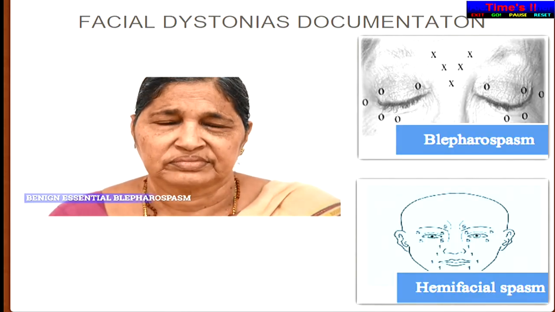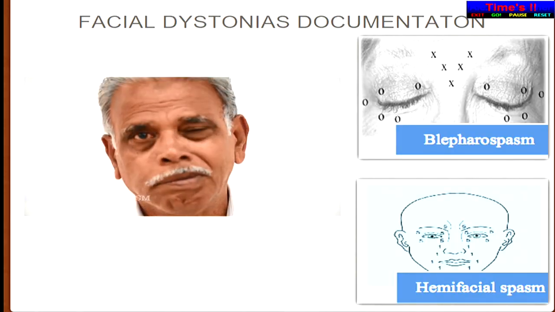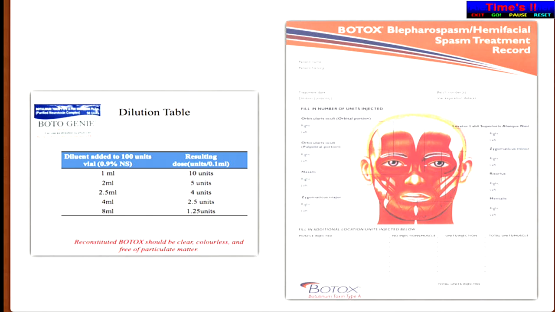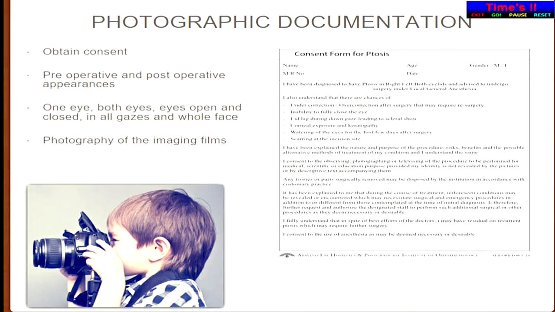And these are the facial dystonias. How will you document this? Most commonly we see hemifacial spasm and benign essential blepharospasm. You can mark the findings on the pretarsal and the periorbital orbicularis muscle, and you can gauge how much botulinum toxin to be given in these cases. And you can also have a chart like this, and this is one of my last slides.